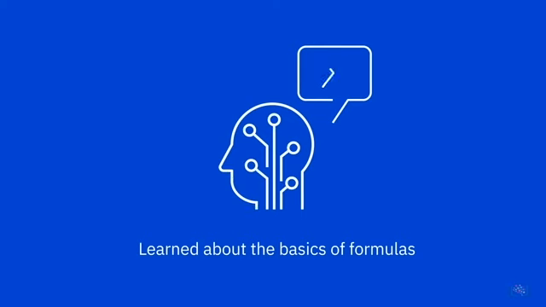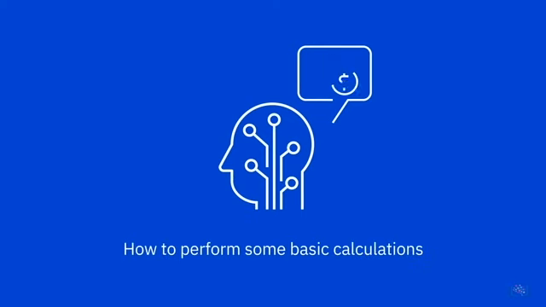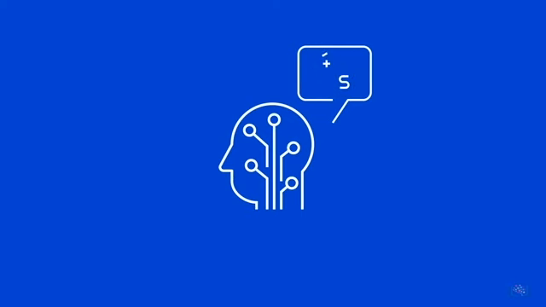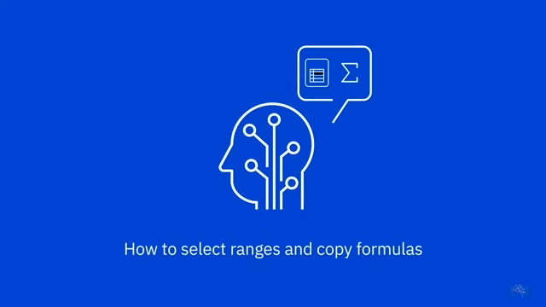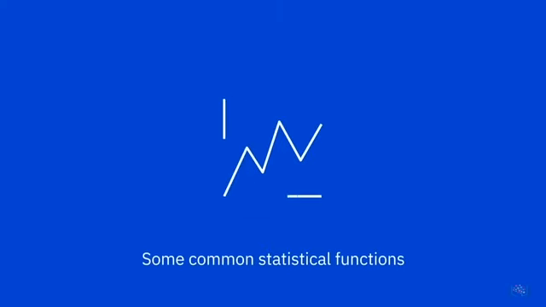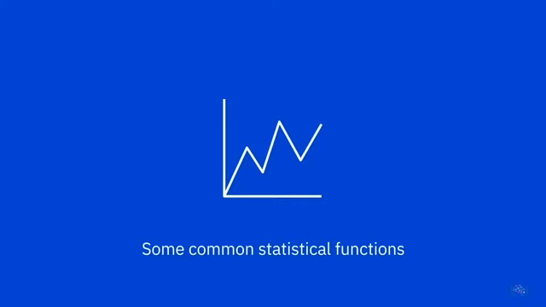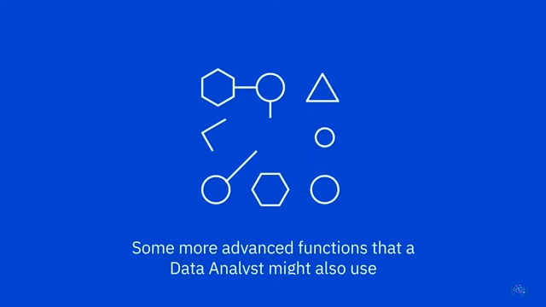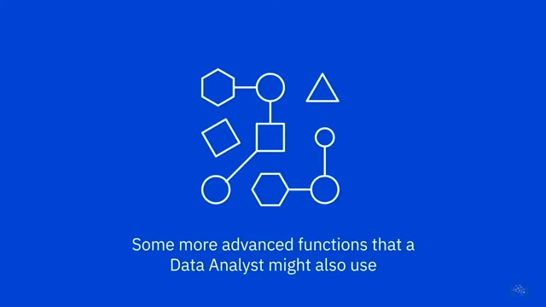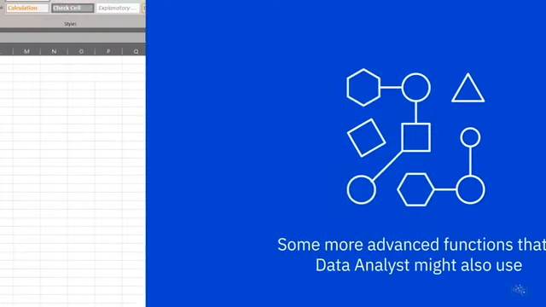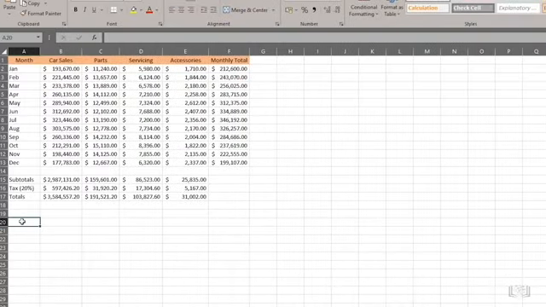Now that you have learned about the basics of formulas, learned how to perform some basic calculations, and how to select ranges and copy formulas, next we will have an introduction to functions, including using some common statistical functions, and then we will learn about some more advanced functions that a data analyst might also use. First, let's look at some common functions used for statistical calculations. We'll add some row headings for average, minimum, maximum, count, and median.